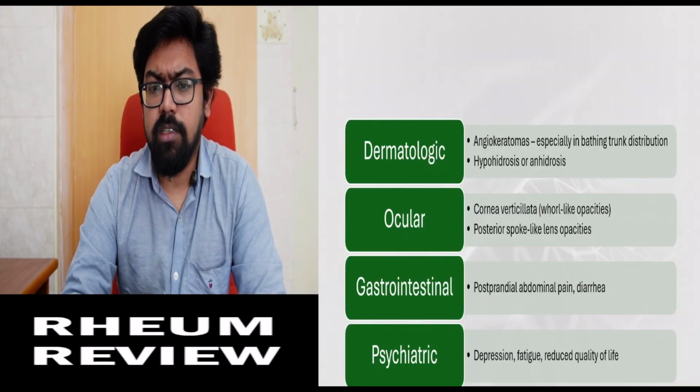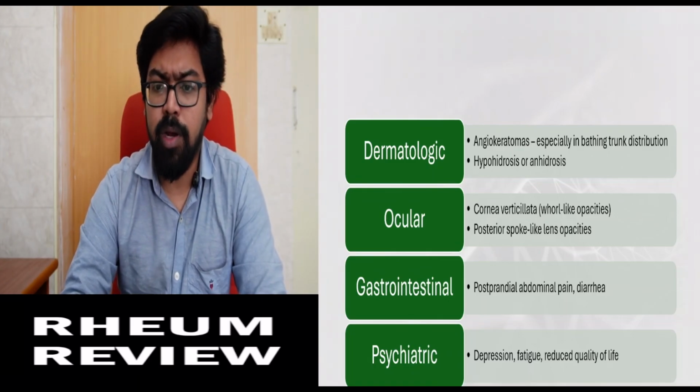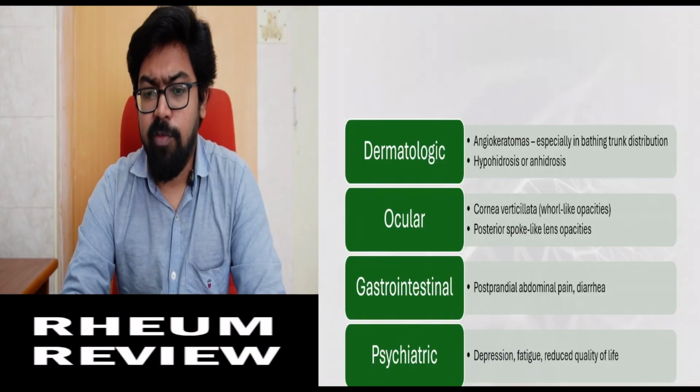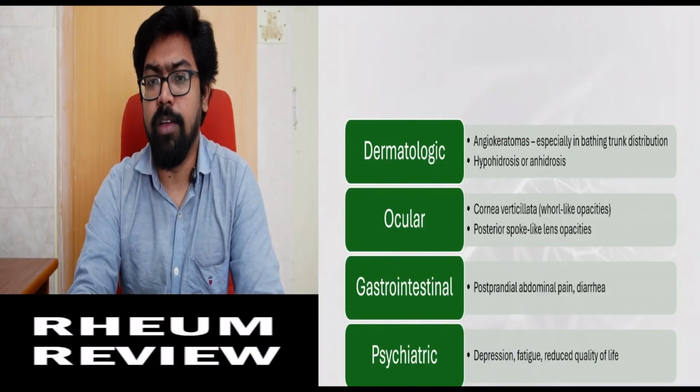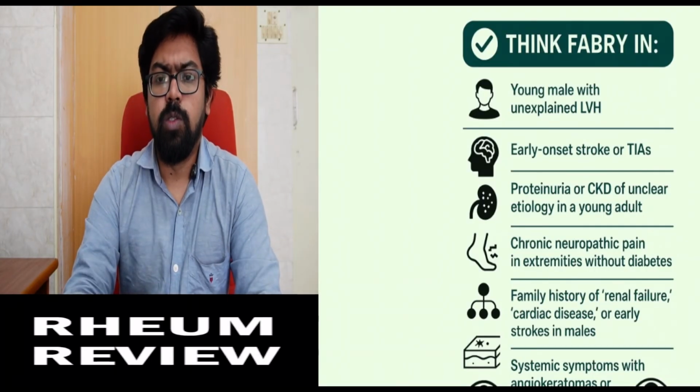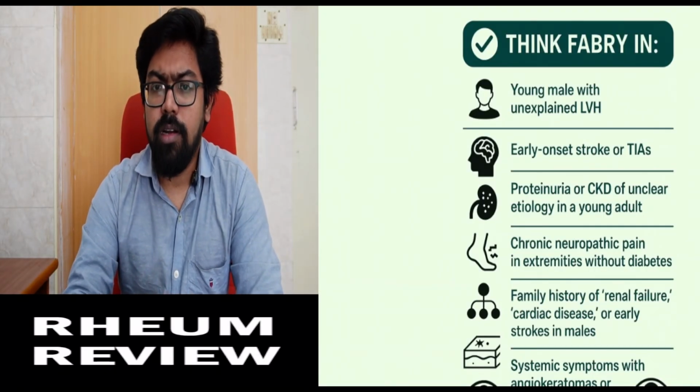Gastrointestinal manifestations include postprandial abdominal pain as well as diarrhea, typically due to vasculopathy. Psychiatric symptoms like depression, fatigue, and reduced quality of life can also be seen in Fabry disease. So this is the most important part of our talk.